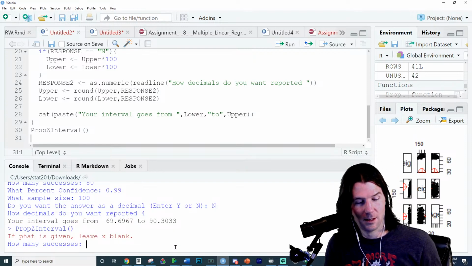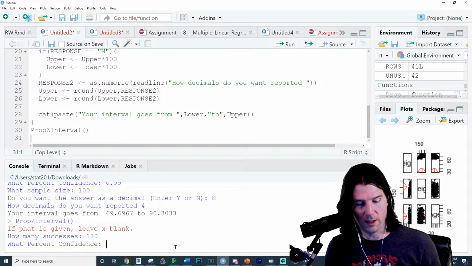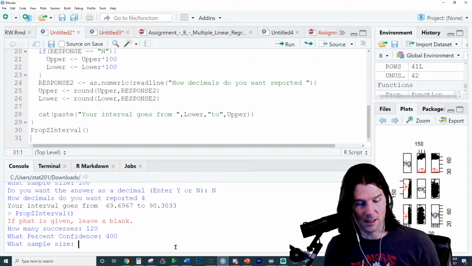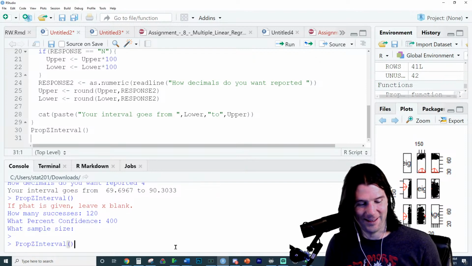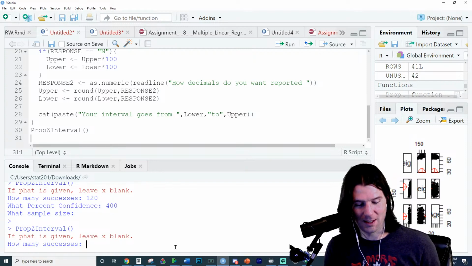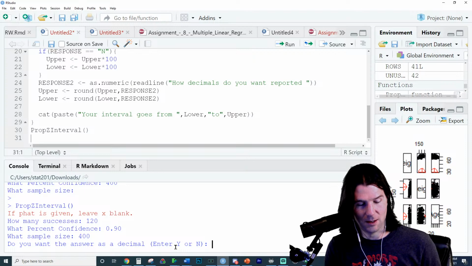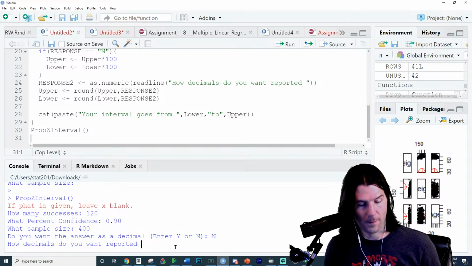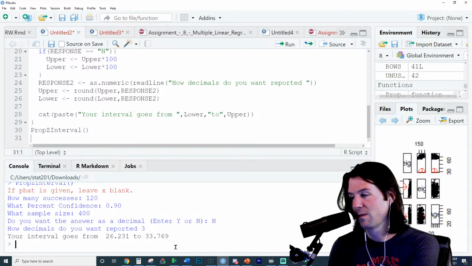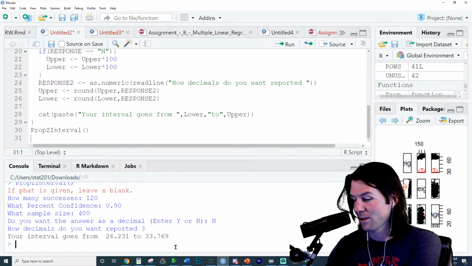You can say whatever you want. You can go back in here and ask, how many successes? 120 out of 400. Oh, that's not going to work, I put in the wrong thing. I could put in some errors, like you entered an invalid thing. Then, do you want it as a decimal? No. And then 3. There we go. So it'll turn out. Good stuff.